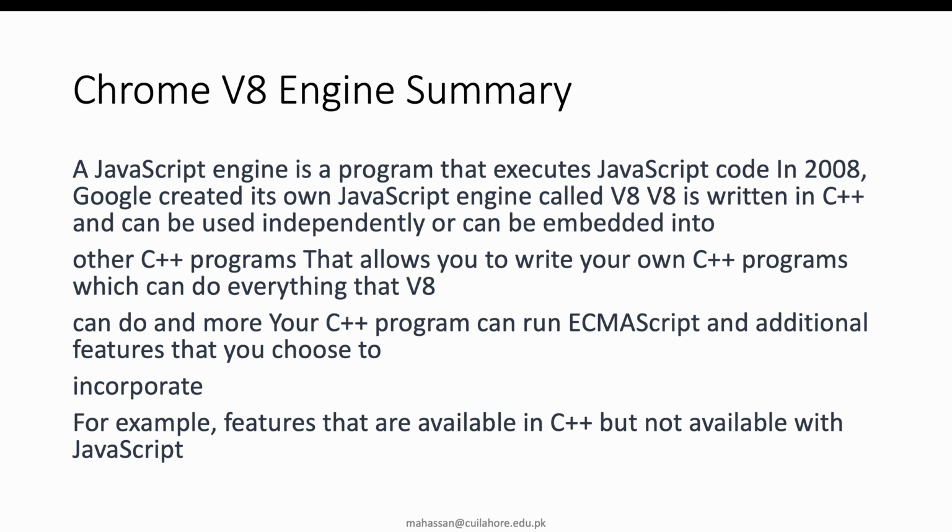In summary, JavaScript engines are essential for executing JavaScript code, which is often used for building web applications. In 2008, Google developed its own JavaScript engine called V8, which has since become a popular choice for web developers. One of the key benefits of V8 is that it is written in C++, which allows it to be used independently or embedded into other C++ programs. This means that developers can write their own C++ programs and leverage the power of V8 to execute JavaScript code.